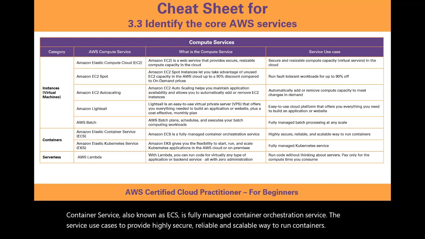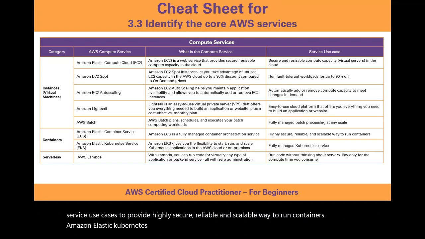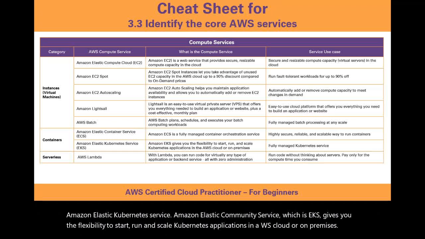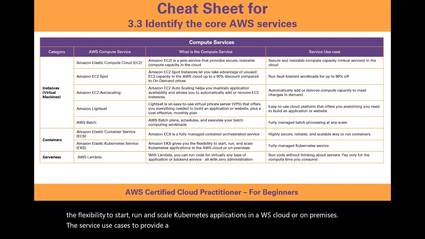Amazon Elastic Kubernetes Service, which is EKS, gives you the flexibility to start, run, and scale Kubernetes applications in the AWS Cloud or on-premises. The service use case is to provide a fully managed Kubernetes service.